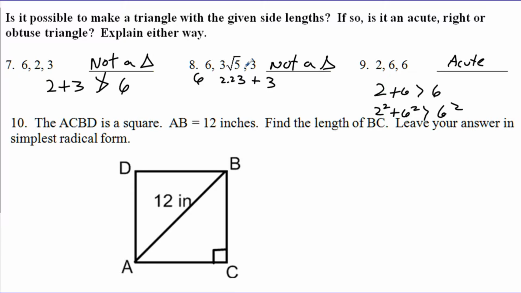Problem number 10. They're giving us a square with 12 inches for the diagonal, and they want us to find the length of BC, which is one of the sides. So I'll call this one x. And they want their answer in simplest radical form.